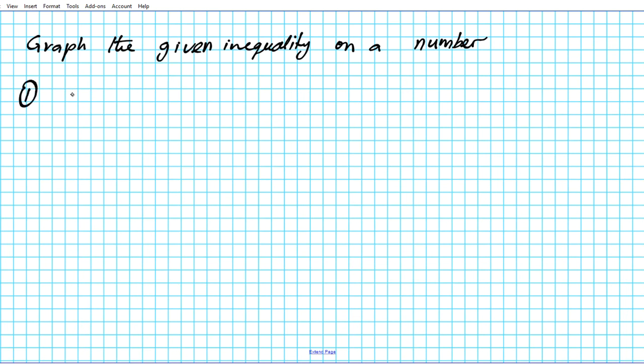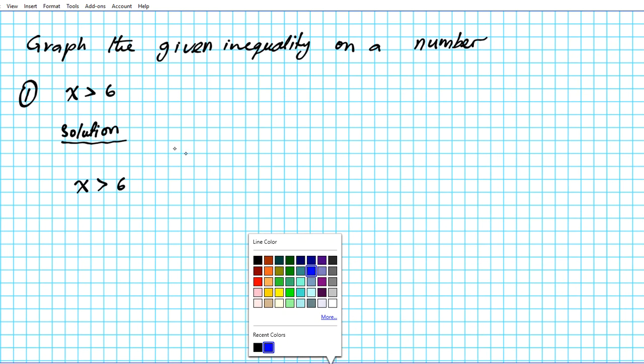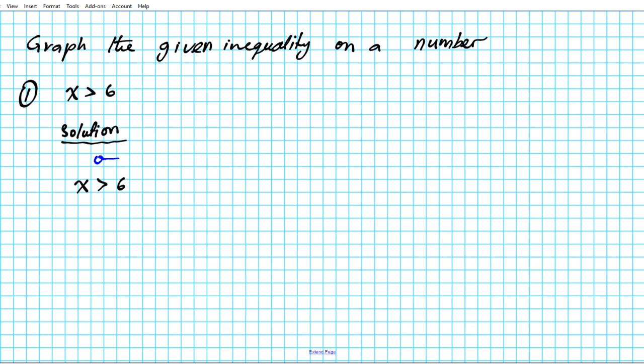So number one, let's say we have x is greater than 6. All right, let's see what the graph of that looks like. Since there's no line, we know that it's going to be an open circle. And since it's greater than, it's going to be pointing to the right. So let's go ahead and graph what that looks like.